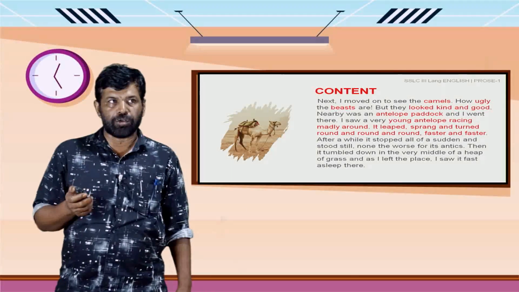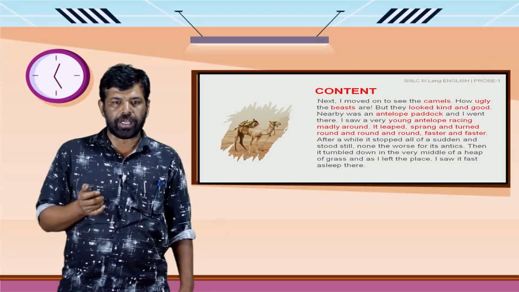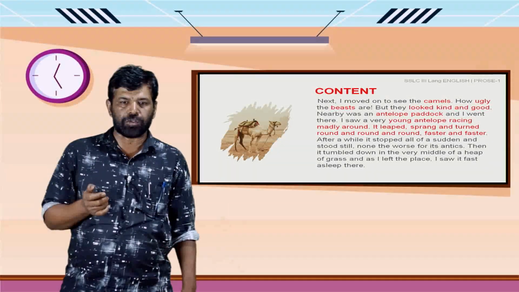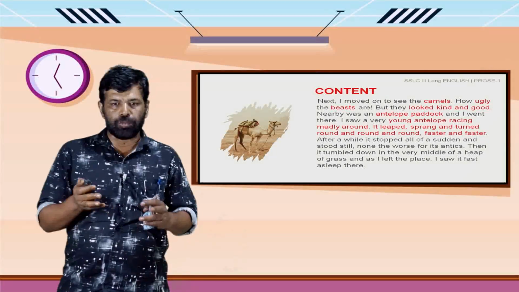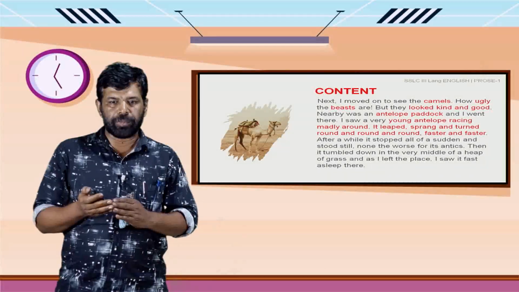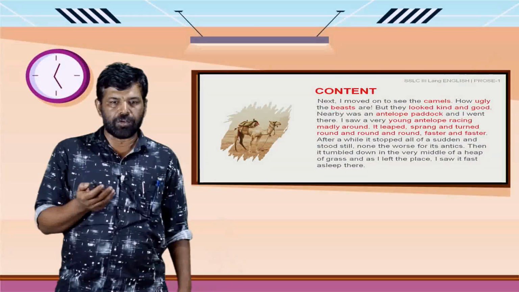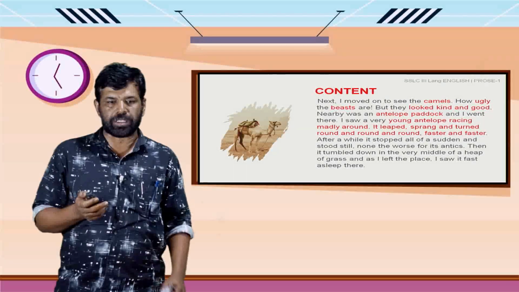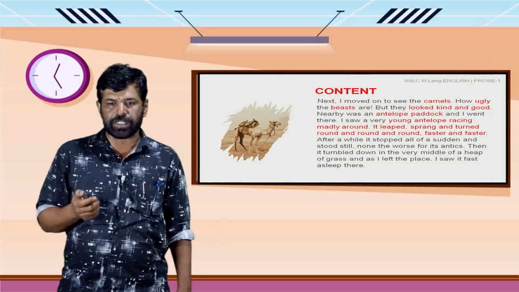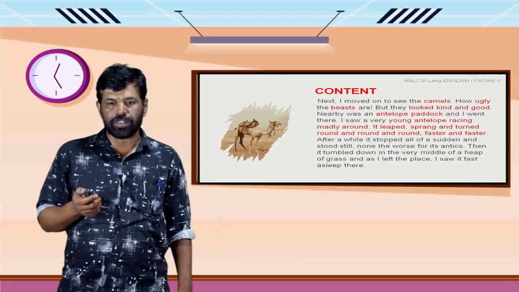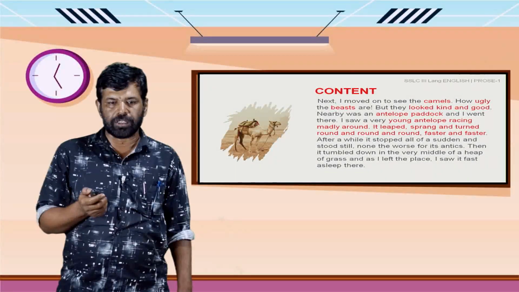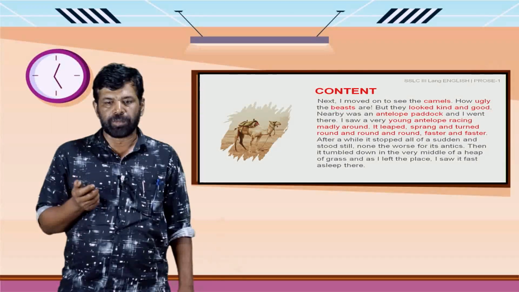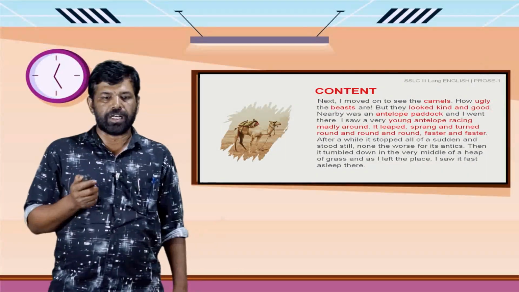Nearby was an antelope paddock, and I went there. I saw a very young antelope racing madly around. It leaped, sprang, and turned around and round and round, faster and faster. So they were just having their movements. After a while, it stopped all of a sudden and stood still, none the worse for its antics. Then it tumbled down in the very middle of the heap of grass, and as I left the place, I saw it fast asleep there.